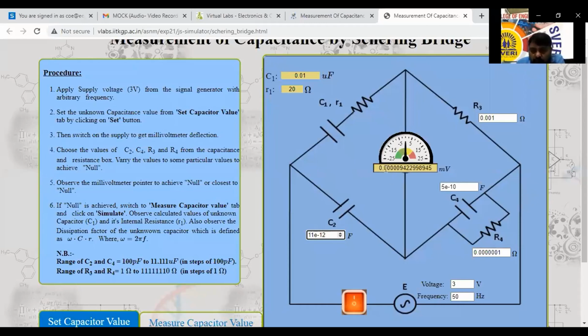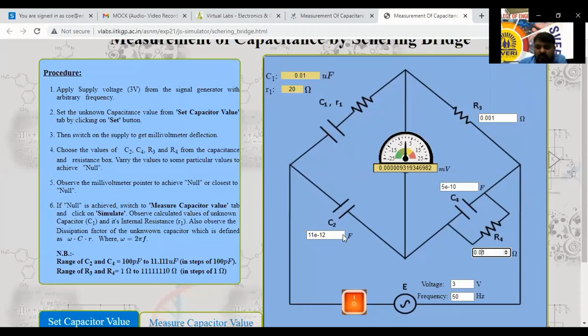See here, 0.00009 milli means again 3 decimal places here. Now up to here it is 0. 9 digits are there. You can consider this one as 0 only. Equal to 0 only you can consider.